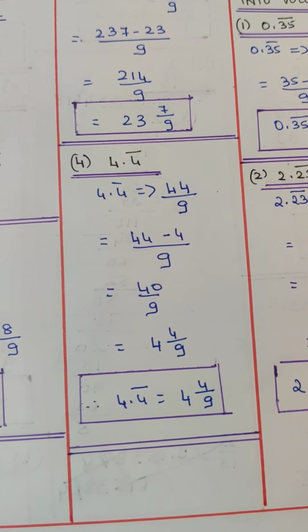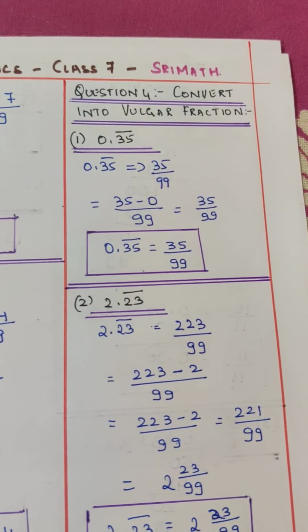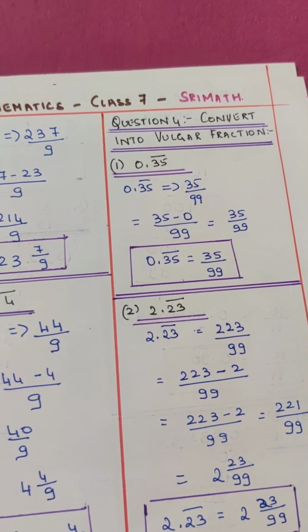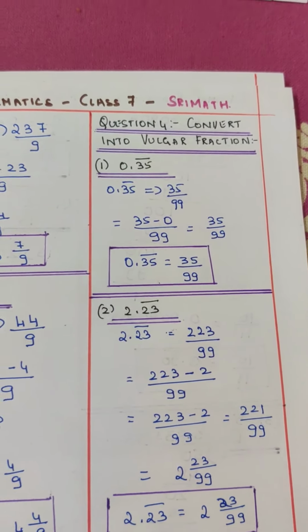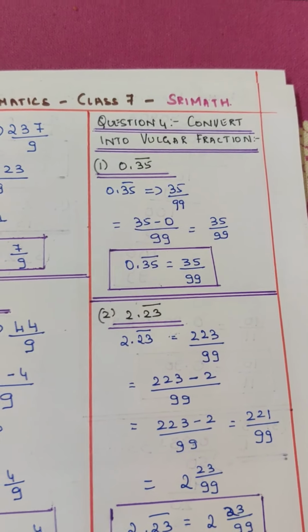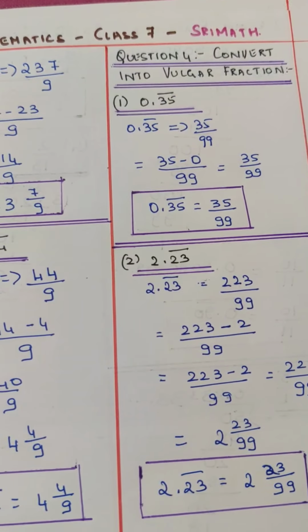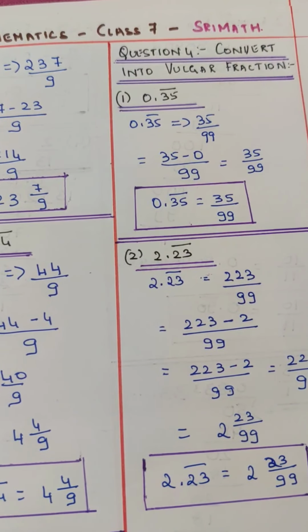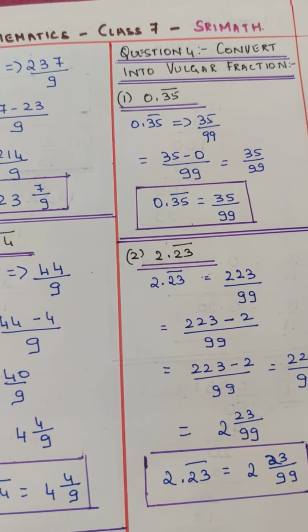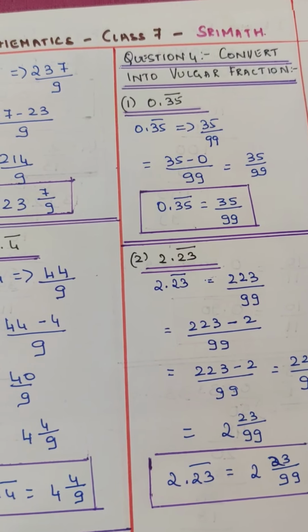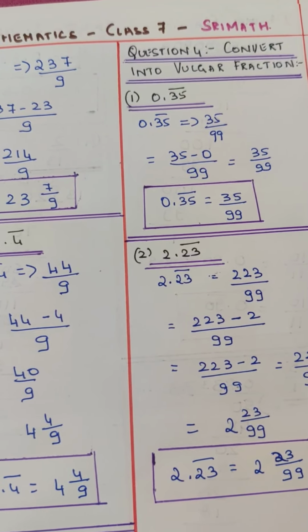Just pausing for a few seconds. Now question number 4, convert into vulgar fraction, 0.35 bar. So the bar is on both 3 and 5. So you take it as 35 by 99. Alright, so 35 minus 0 by 99 gives you 35 by 99. Therefore 0.35 bar is equal to 35 by 99.